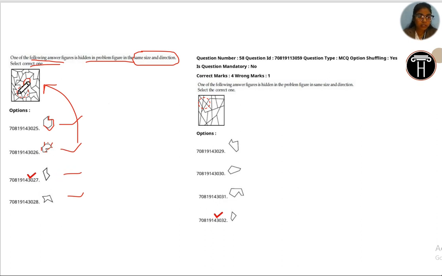So now look at this third option. This one's having 1, 2, 3, 4, and 5 sides. Okay. 1, 2, 3, 4, and 5. Okay. So this is your correct answer.